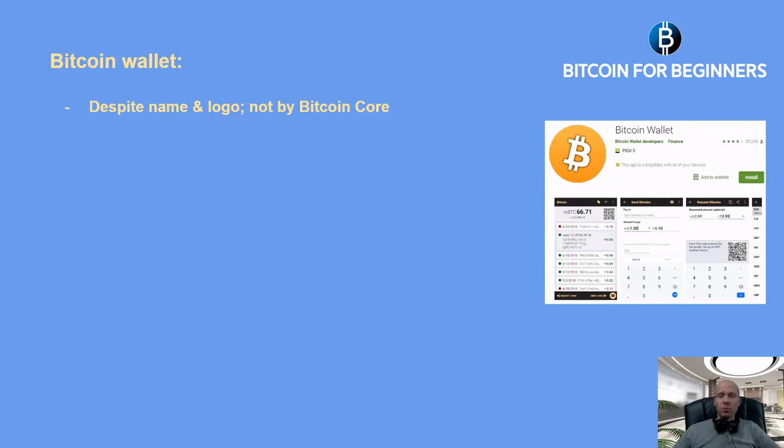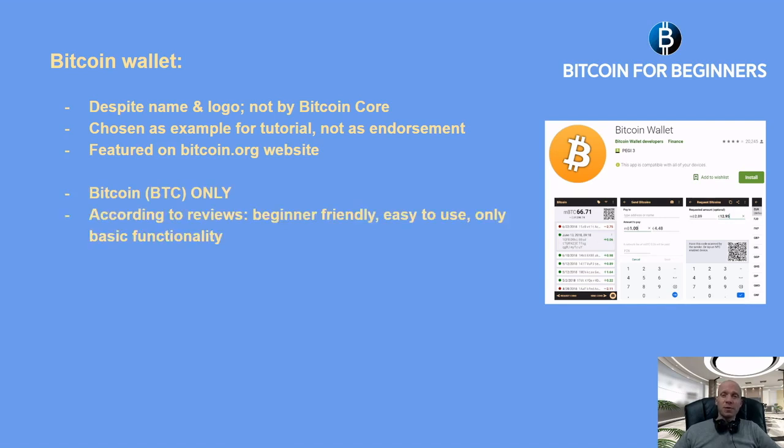About the Bitcoin wallet which we are going to show you in this tutorial, despite the name and logo, it is not designed by Bitcoin Core, it is designed by independent Bitcoin wallet developers. We have chosen this wallet as an example for the tutorial, not specifically as endorsement. However, it is featured on the bitcoin.org website. It's a Bitcoin BTC only wallet, and according to reviews, it's beginner friendly and easy to use, mainly because it only has basic functionality. The wallet is open source, and you have full control of your keys and thus your money. Nobody can freeze or confiscate it.